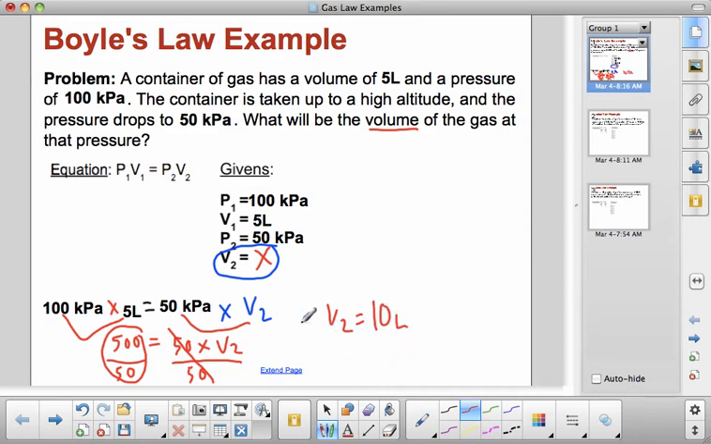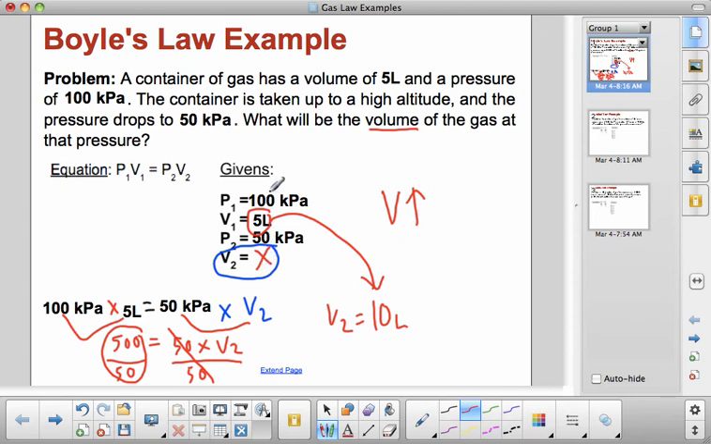That's how you solve for Boyle's law, right? We plug them into the equation and then solve for the variable that we're trying to look for. Notice that in this example, volume started at 5. My volume changed to 10 liters. So the volume in this example was increased.